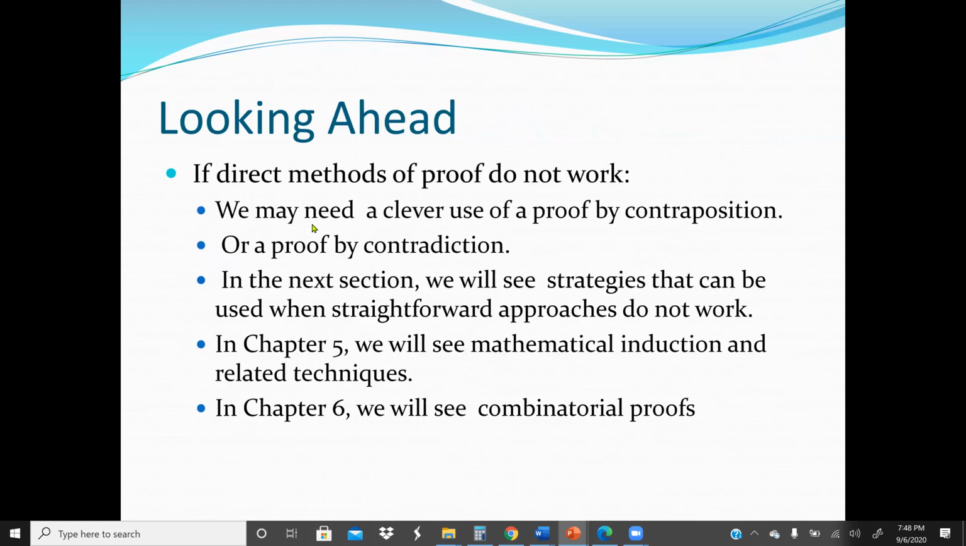Looking ahead, if direct methods of proof do not work, then we may need a clever use of proof by contraposition or proof by contradiction. This is what we are going to cover in chapter 4. In the next session, we will use strategies that can be used when straightforward approaches do not work. In chapter 5, we will see mathematical induction and related techniques. And in chapter 6, we will see combinatorial proofs.